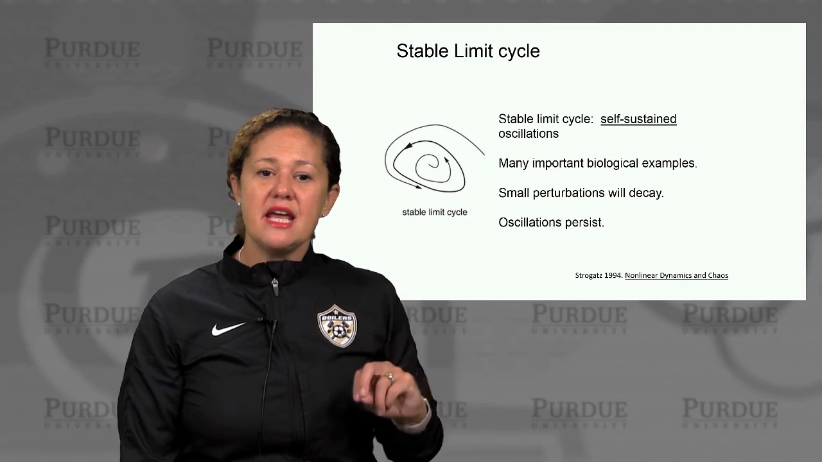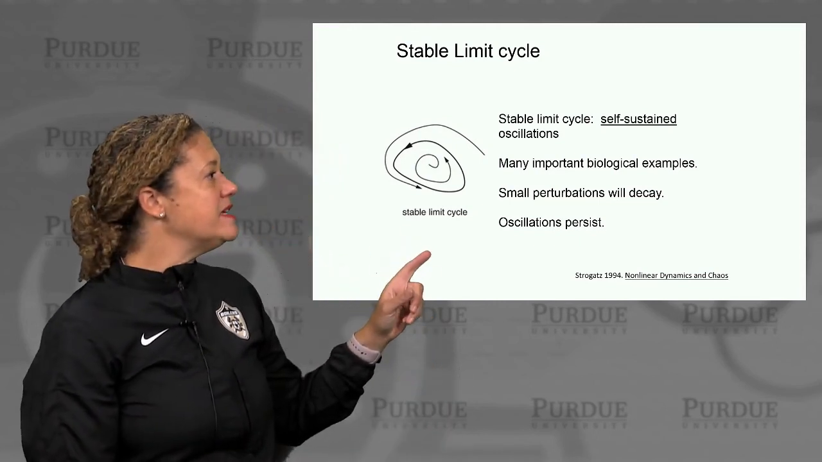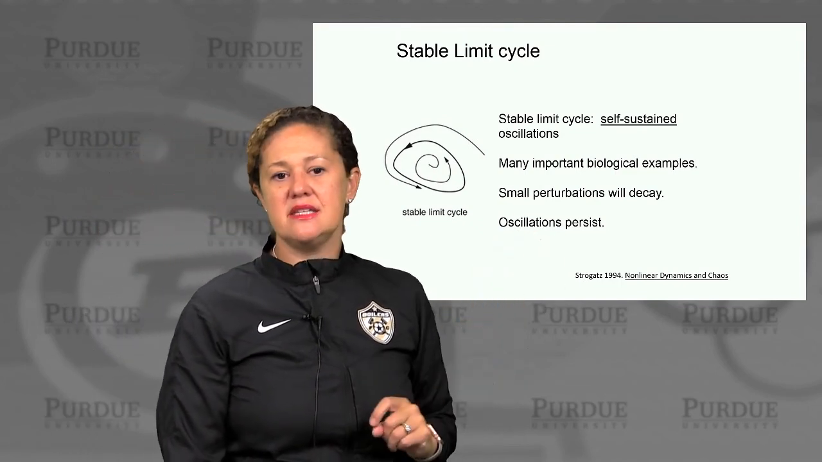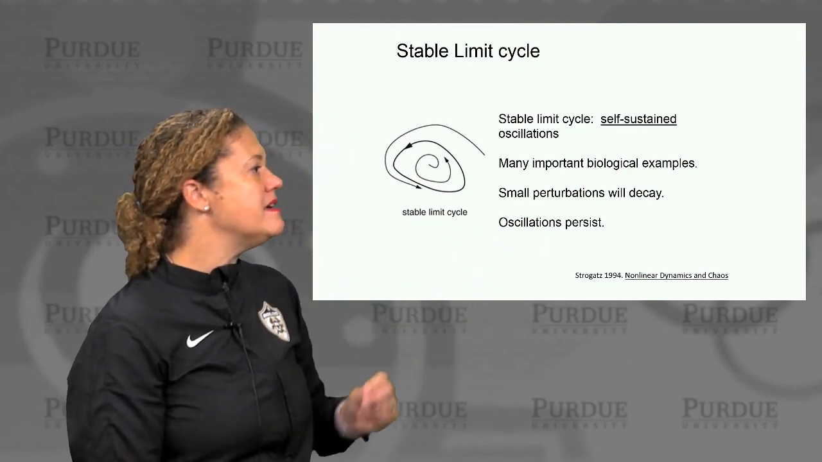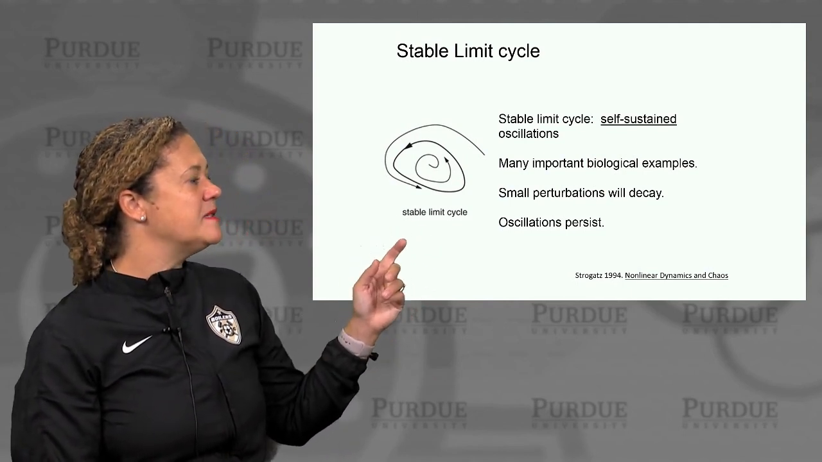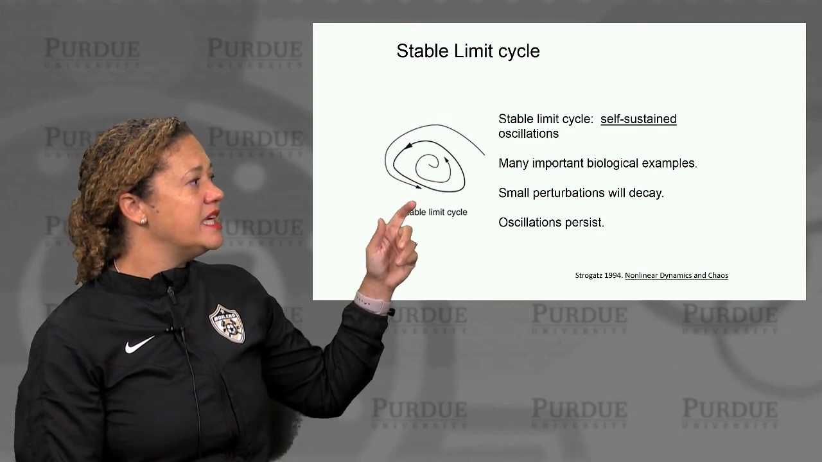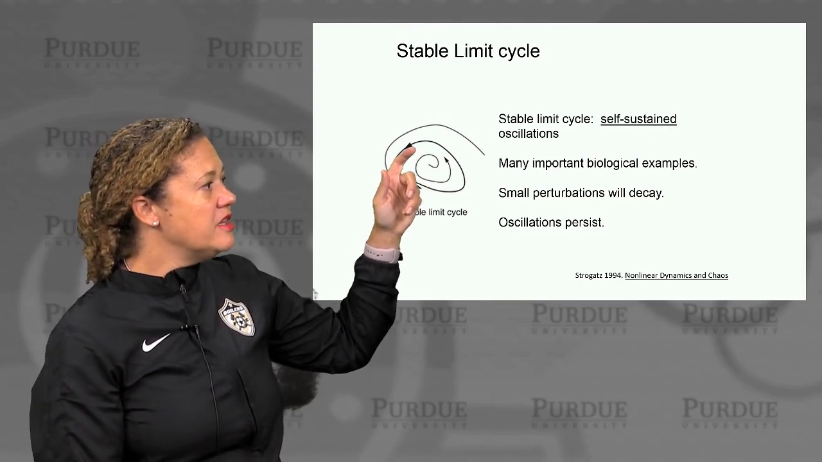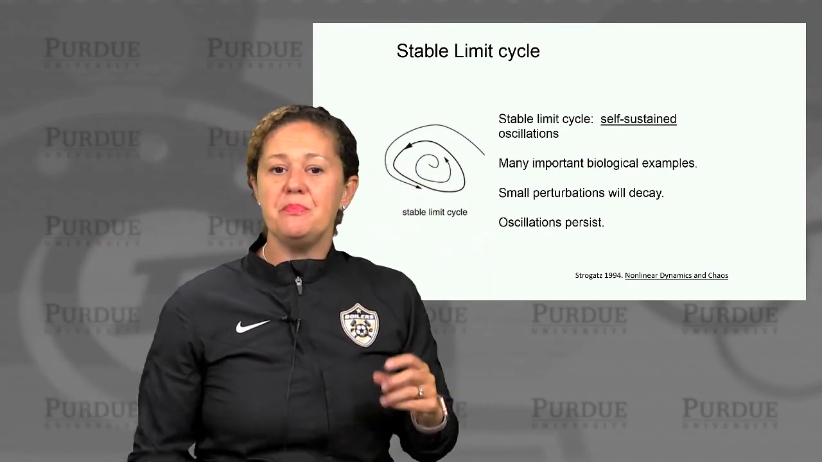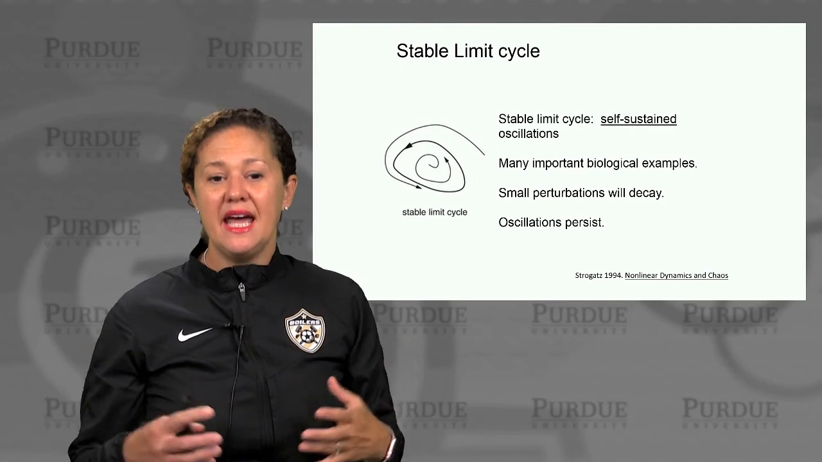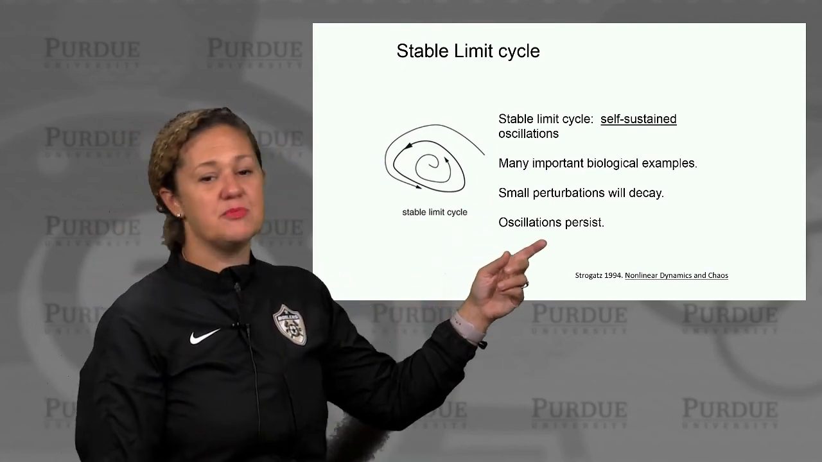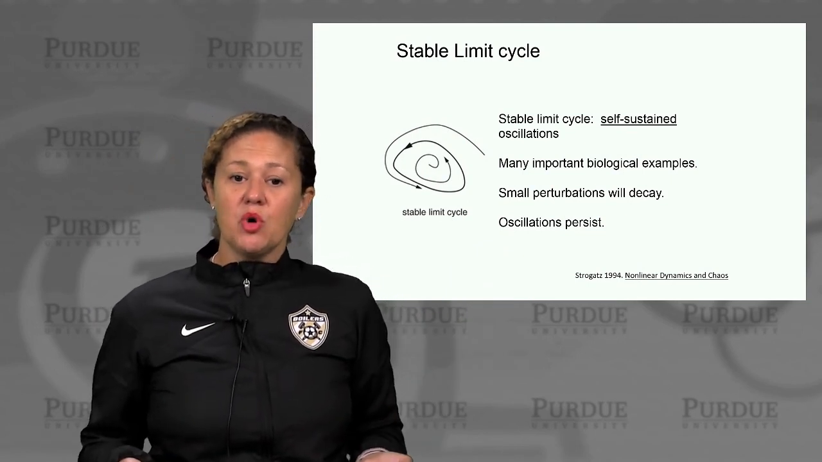And this concept of a limit cycle is important because many of the biological examples that we're looking at are stable oscillations. So in the phase plane, a stable limit cycle represents a self-sustained stable oscillation. And there are many important biological examples of this. The consequence of this phase plane of trajectories spiraling in, or starting in the middle and spiraling out toward this limit cycle, is that any small perturbations in the system decay back to the stable oscillation, and the oscillations persist.